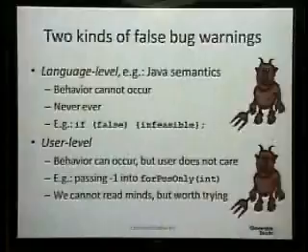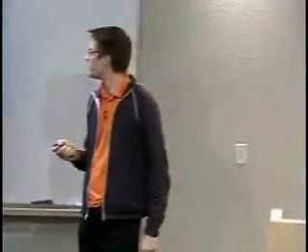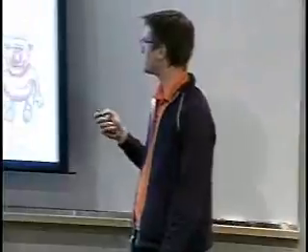The first kind I call language level false warnings, which are cases that can never occur under any circumstances, with any parameters, any calling context or any environment. For example, if you have a program that says if false, and then there's some infeasible block, and the tool warns you about some behavior in that infeasible block, then I call that a language level unsound warning. But then there's also the case that Nikolai mentioned, which I call the user level unsound warning.